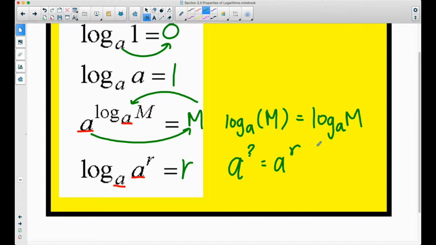Every single one of these properties, just as I showed you why they are true, you can do around the world, so you don't have to memorize these. They're just shortcuts if you do.